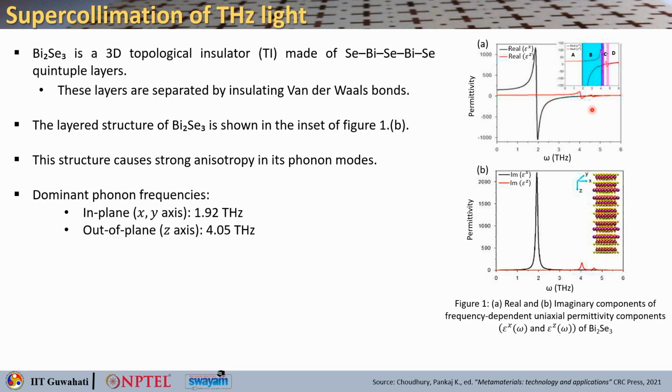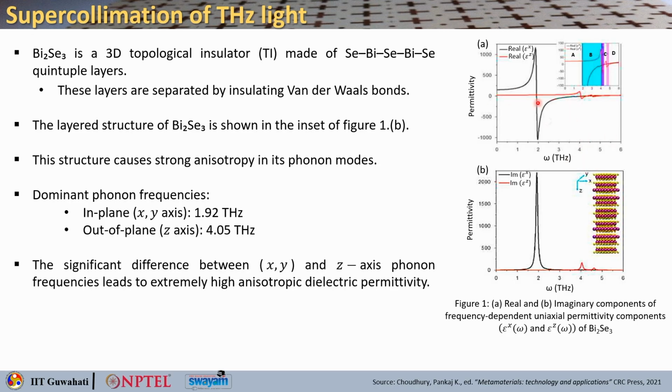The dominant phonon frequency you can observe from this graph, which plots the permittivity values. You will see something happening along the x or y axis at 1.92 terahertz, and something also happening for Ez, the out of plane component, at around 4.05 terahertz. We will go into the details of the figure later on, but just by looking at it you can understand that this is plotting the real part of the permittivities, this is the imaginary part, and the frequency dependence is being plotted.